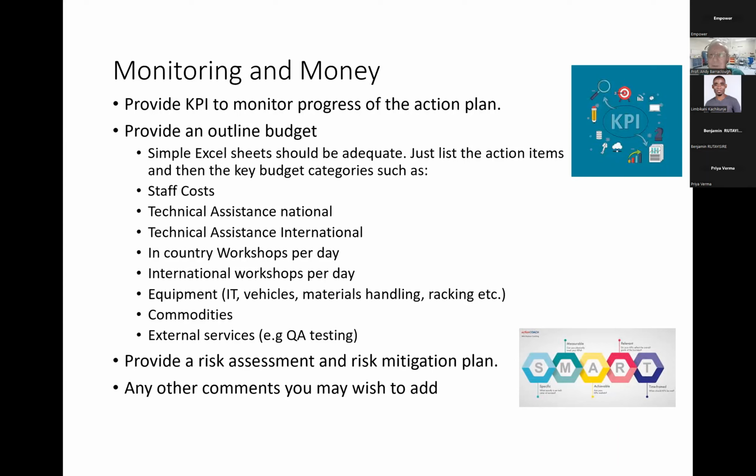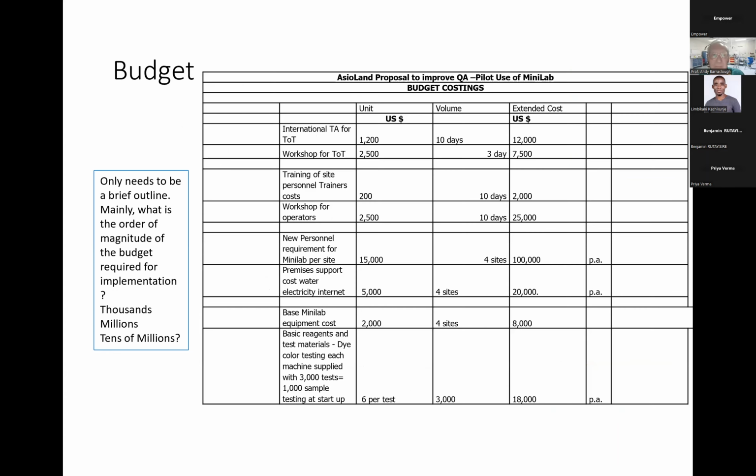So what can we do about the risk? How can we reduce them? So this is the sort of outline budget. That's all we need, one page. Don't need a lot of detail.